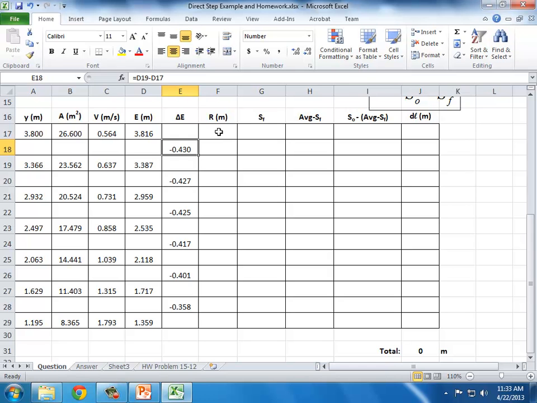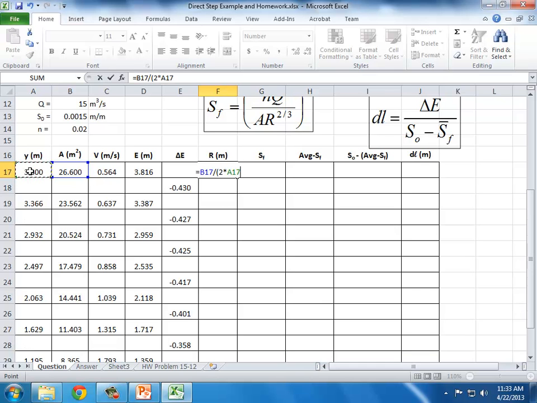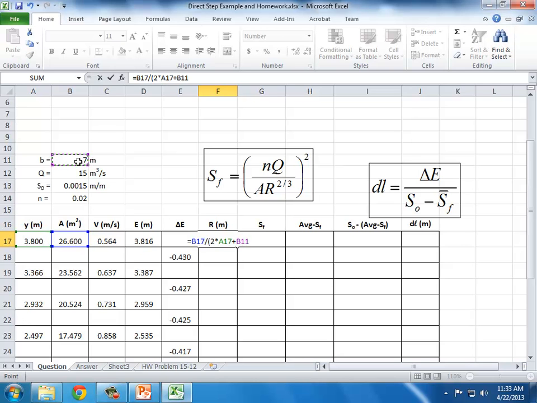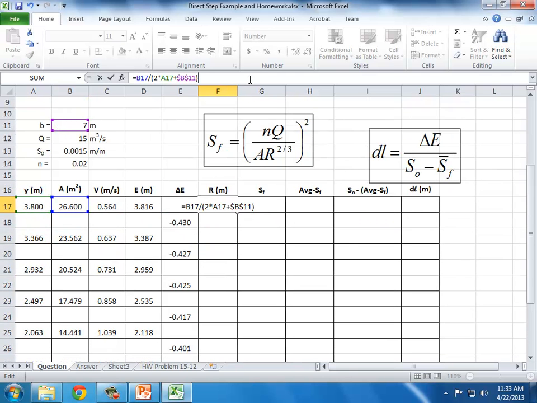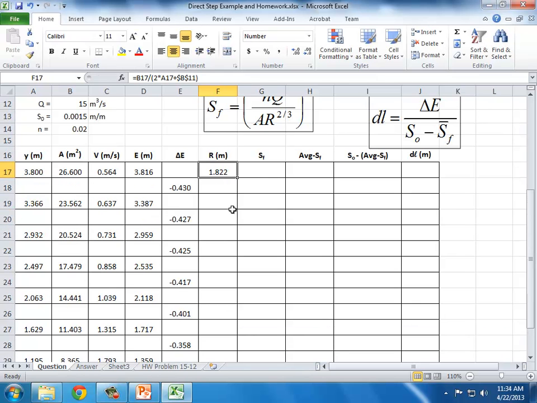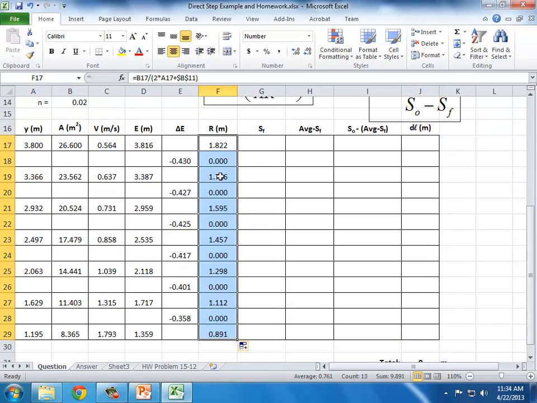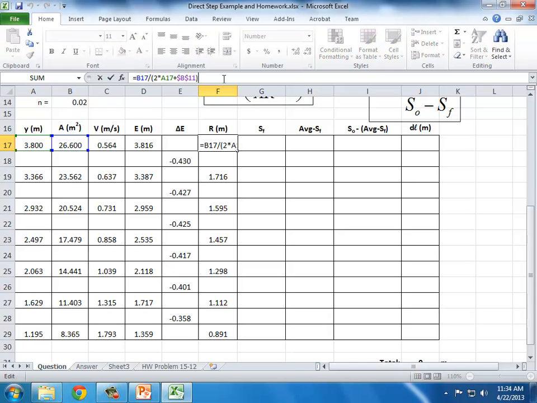Okay, now when we do the hydraulic radius, we're back to doing it for the section itself rather than for the increment. And so the hydraulic radius will simply be the area divided by the wetted perimeter. So the wetted perimeter is 2 times the depth plus the channel width B, anchoring that so that when I drag the formula down, it continues to look up at this cell. Hydraulic radius is area divided by wetted perimeter.